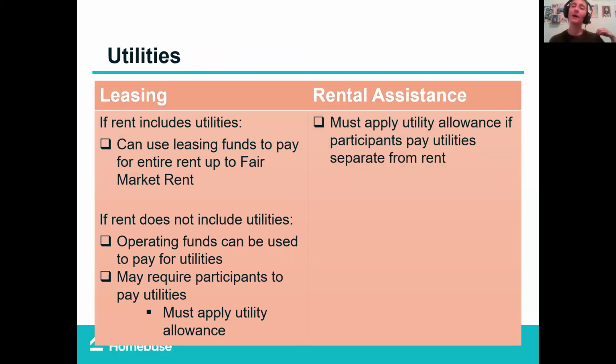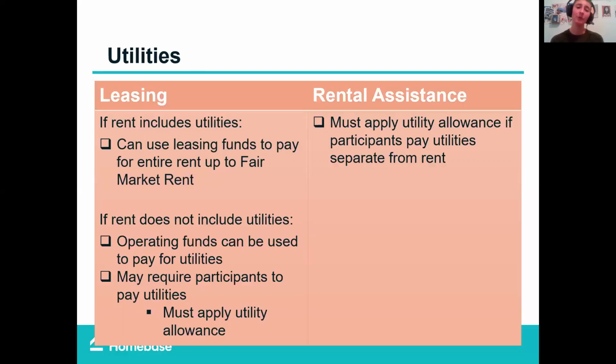Utilities. When HUD talks about housing costs, they consider the entire cost of housing to be rent plus utilities. Both leasing and rental assistance are intended to take into account the entire housing costs of a unit, so that's both rent and utilities.